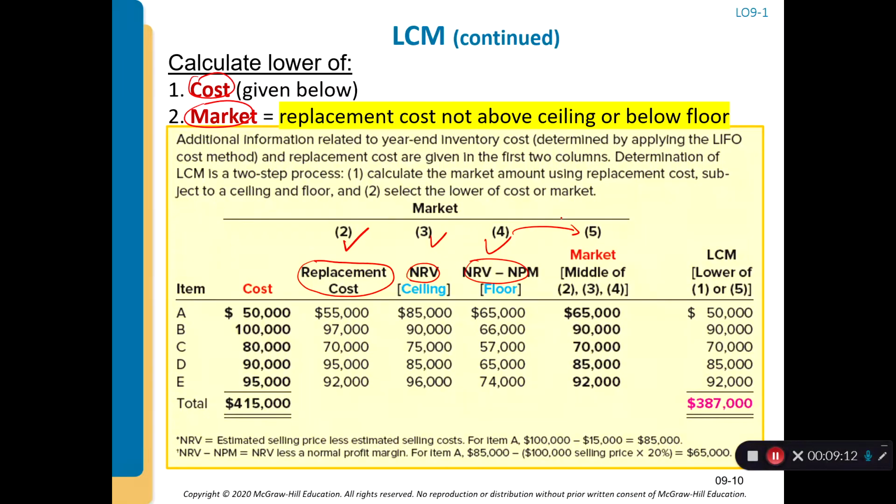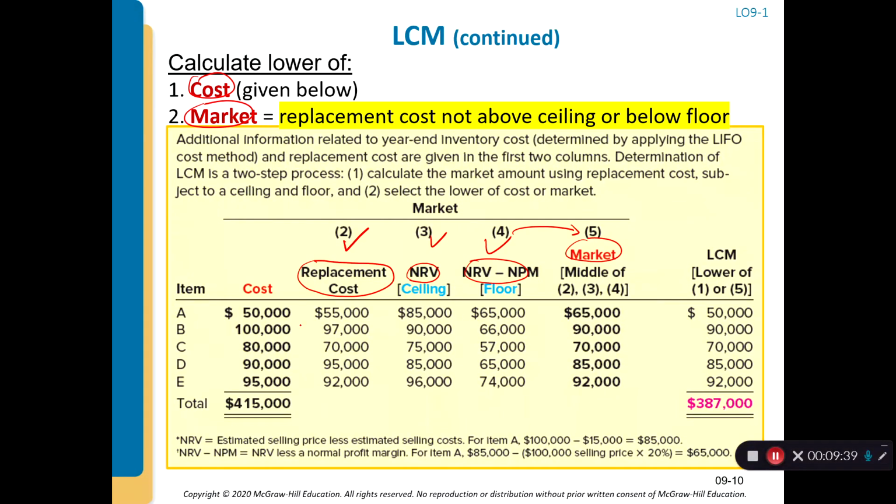The rule is that if the replacement cost is between the NRV and the floor, then you use the replacement cost as the market value. If the replacement cost is lower than the floor, then you choose the floor as the market value. If the replacement cost is higher than the ceiling, then you only use the ceiling as the market cost.